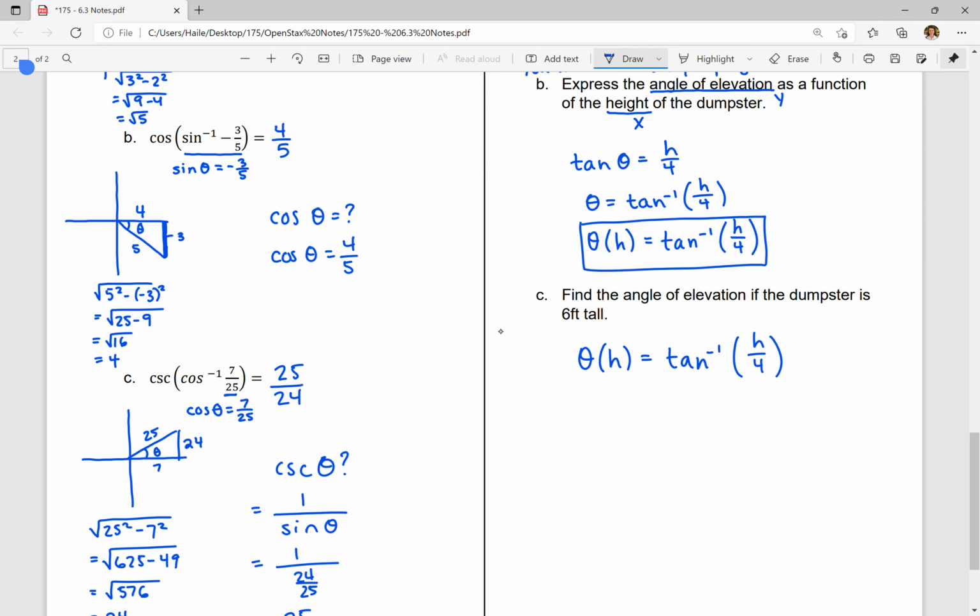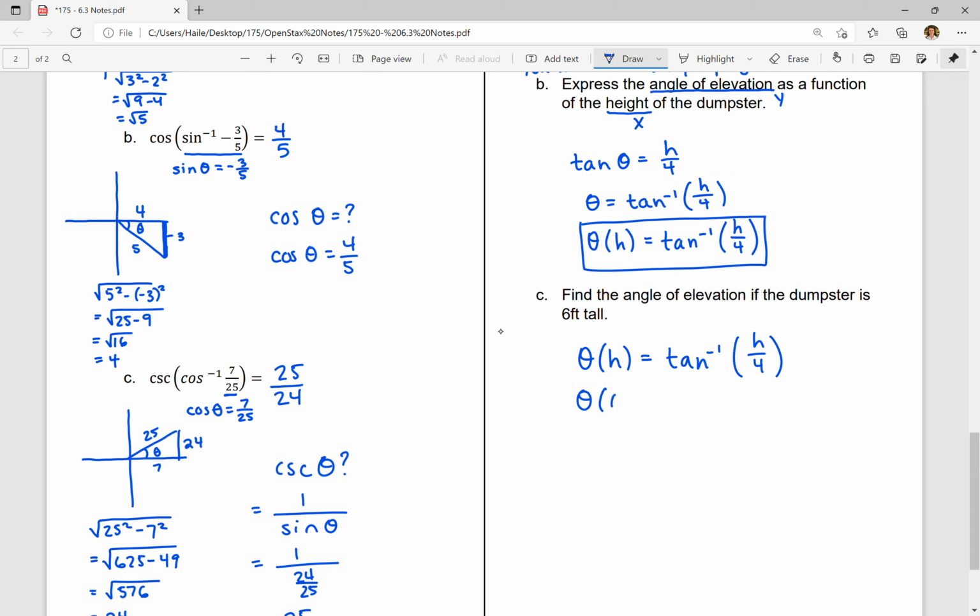Let's think about why I chose this one. I'm being told that the dumpster is 6 feet tall. So I'm being given an h value that I can plug in, and I want my answer to be an angle of elevation. That's why I chose the formula with h as the plug-in variable and theta as what you get out. So let's actually evaluate this.